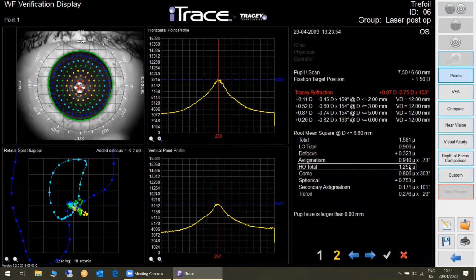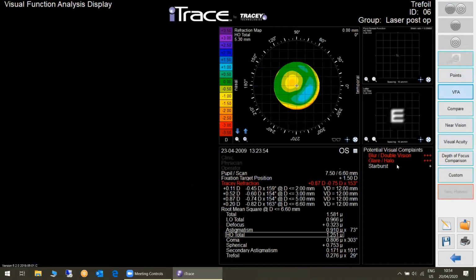Let's have a look. So 1.25, of which 0.80 is coma, so he will have double vision. Very high is also the spherical aberration, which creates glare and halo. And the trefoil is very high too. So you will see blurred double vision, glare, halo, and starburst. We said that the vision during the day should be good. So this is at 2 millimeters.